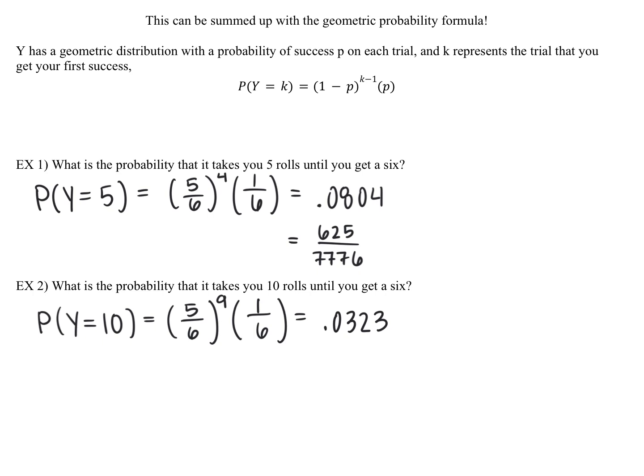which, because this is such a small number, it's not really going to give you a nice fraction. It'd be 5 to the 9th, which is 1953125 over 6 to the 10th, which is 60466176. So a very not fun fraction, which is why we typically go with decimals when we're doing a geometric distribution.